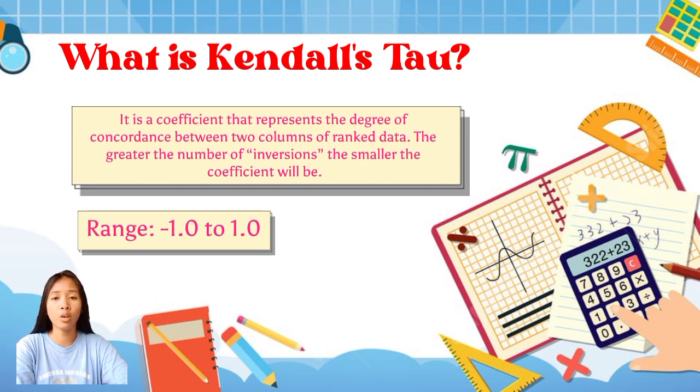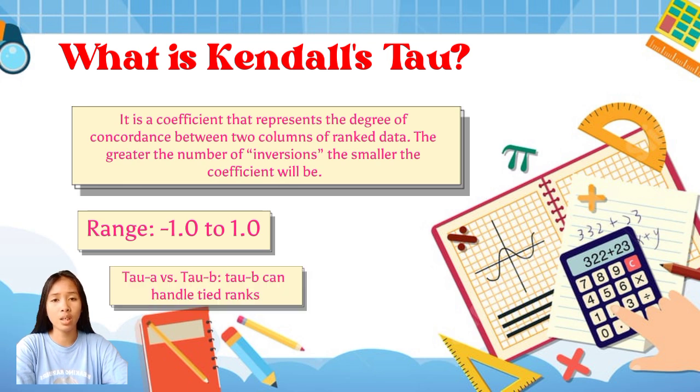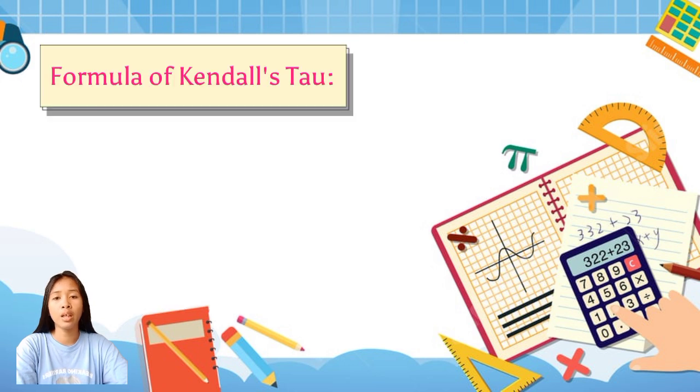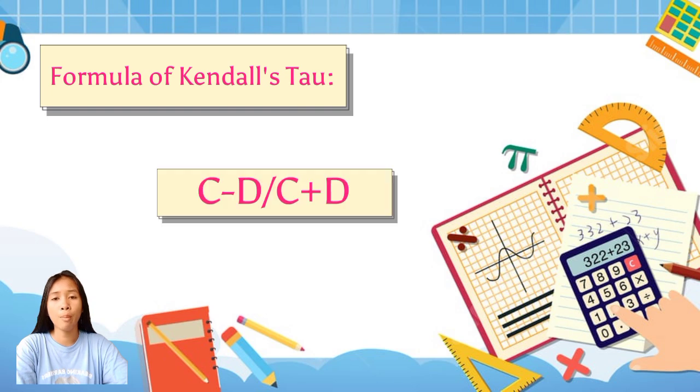Just like Spearman correlation or even a Pearson correlation, there is such a thing as tau A versus tau B. Tau B can handle tied ranks. Take note that you cannot square the correlation to get a coefficient of determination. Kendall's tau formula is the number of concordant pairs minus the number of discordant pairs, divided by the number of concordant pairs plus the number of discordant pairs.